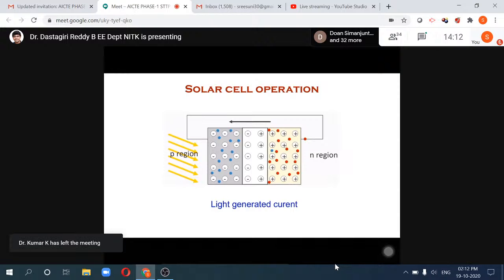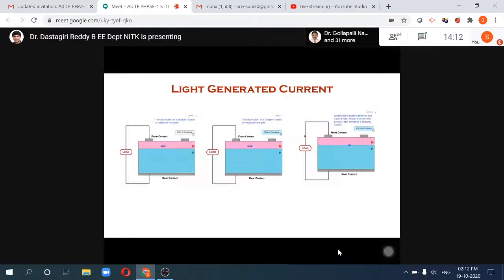So, a better animation: a photon comes here, you generate an electron hole pair, and you see the width of the N junction and P junction. As I said, there will be a collection probability. The collection probability will be more at the junction. So you have to construct the panel such that your junction is very close to the surface. So you see N is very small in terms of width, and P can be bigger, where the recombination happens.